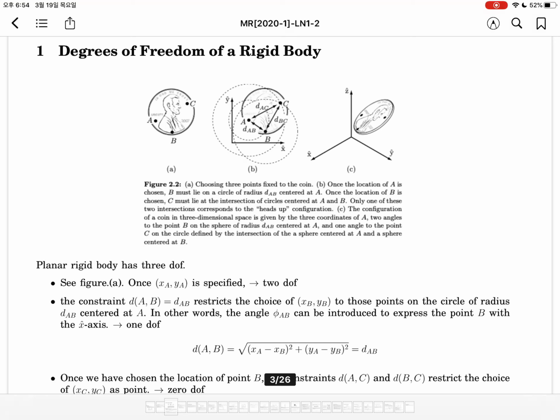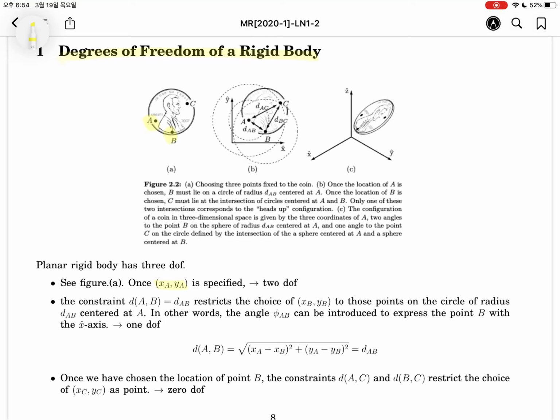Okay, section 2.1, the degrees of freedom of a rigid body. After that, we will deal with the degrees of freedom of the robot. Okay, let's see figure A. In order to specify the rigid body posture, let's take some point A. This will be determined by using the x and y coordinates.